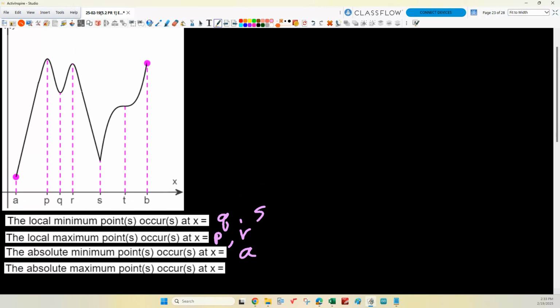That's it. Right? That is the lowest point on the function. Absolute maximum values occur where? Looks like P and B are equal, doesn't it? I think that's the idea, those are supposed to be equal. Okay, we'll say they're equal.